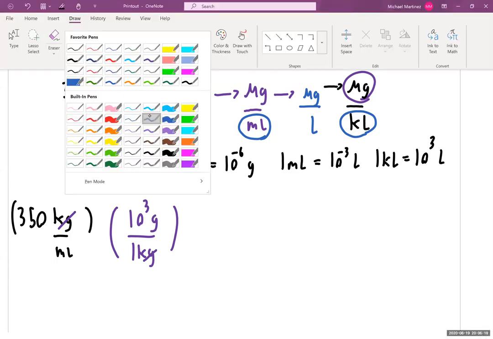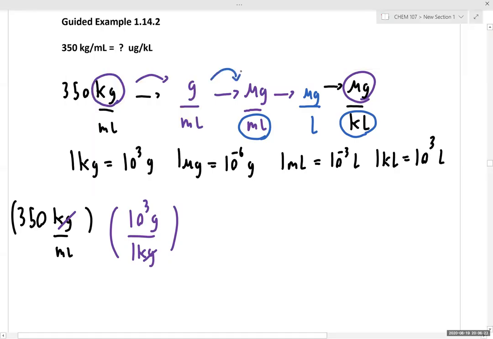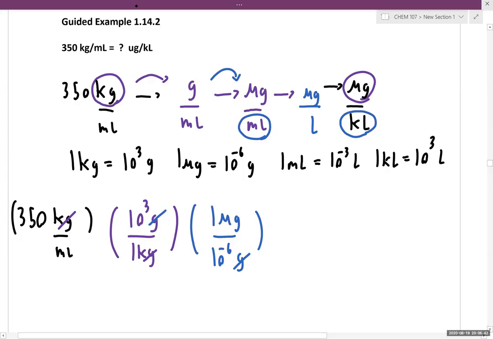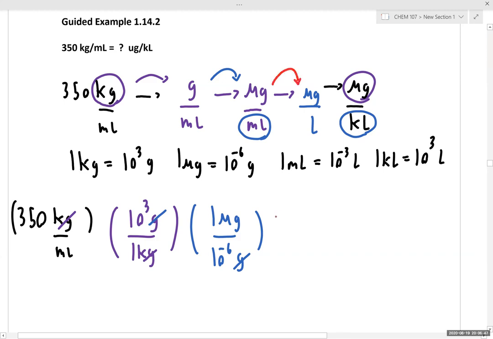Okay, let's do our next step. We're going from grams to micrograms. So then, what units need to be on top? Micrograms, exactly right. And we know in 1 microgram, we have 10 to the negative 6 grams. So grams cancel. We're on the right track. Now let's deal with milliliters. We're going from 1 over milliliters to 1 over liters. So looking at our solution map, where do we need to place our units of liters? On the top or on the bottom?